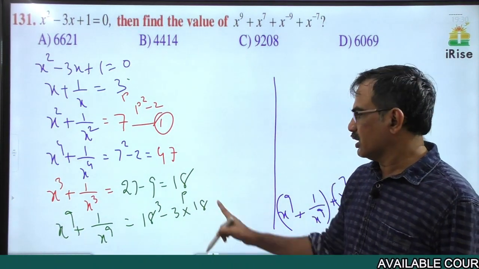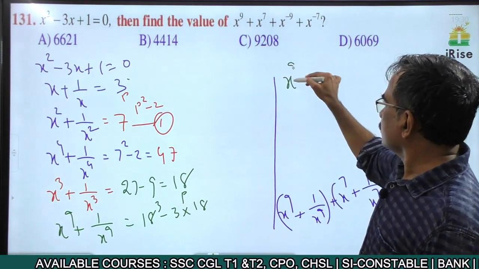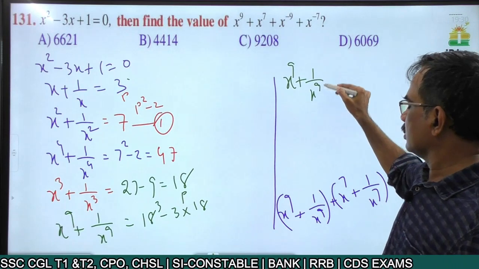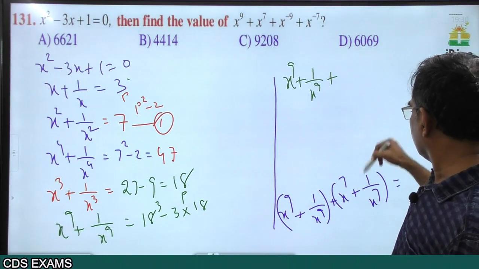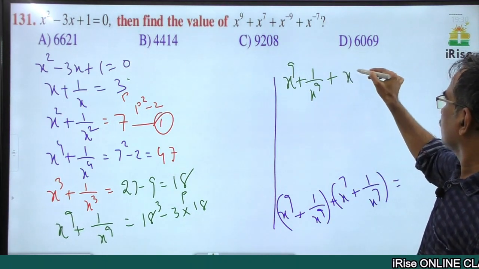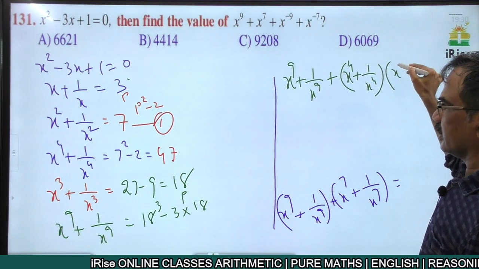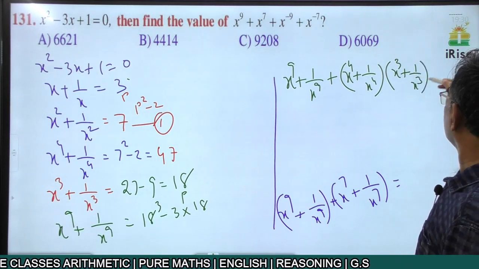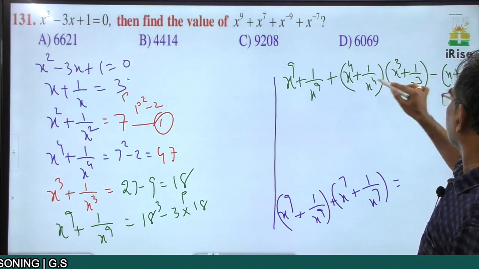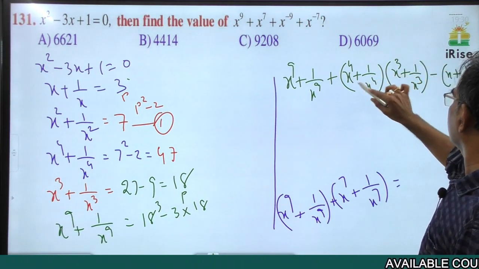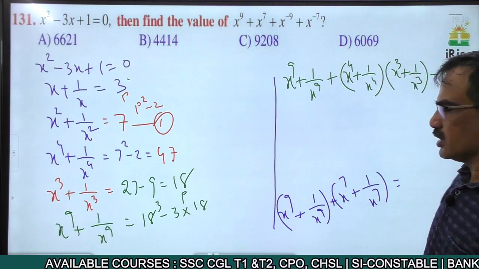Okay, I don't want to solve. I want to substitute directly here. So x power 9 plus 1 by x power 9, plus x power 7 plus 1 by x power 7, can be written as x power 4 plus 1 by x power 4 into x cube plus 1 by x cube minus of x plus 1 by x. If you subtract x plus 1 by x, we get directly x power 7 plus 1 by x power 7.